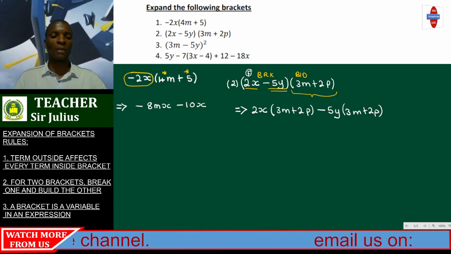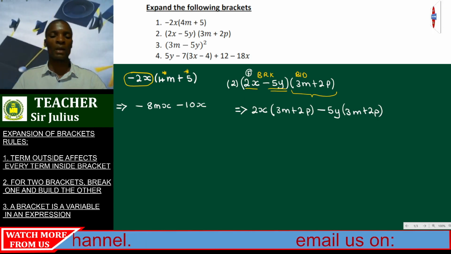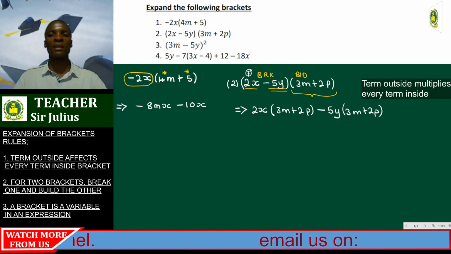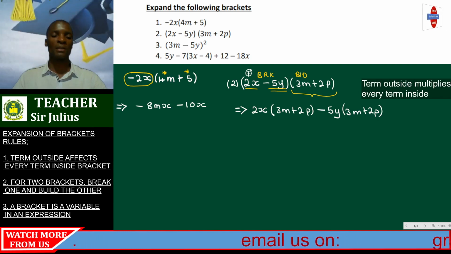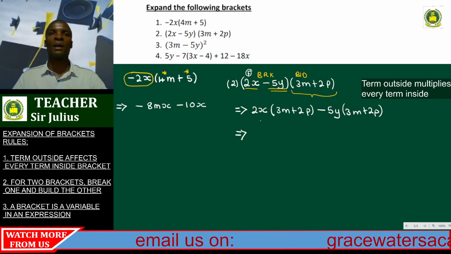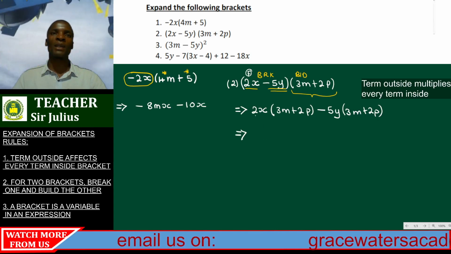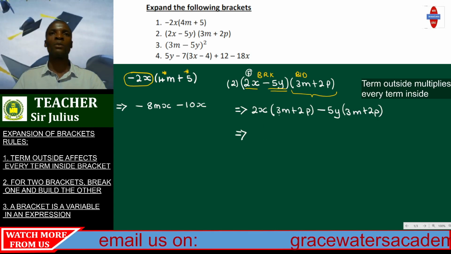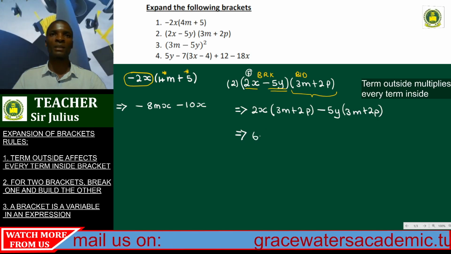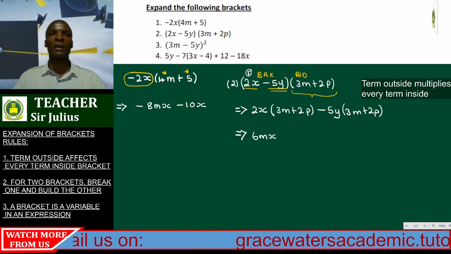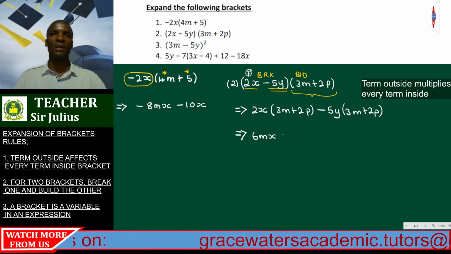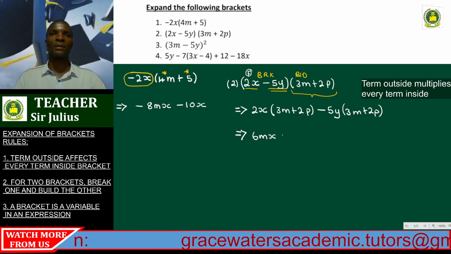this rule number 1. Okay, so rule number 1 says that what we are going to do is to multiply everything that's inside the brackets by the terms outside the bracket. Let's do that. Okay, so this means that the term outside 2x is going to multiply 3m, and then we will have 6mx.